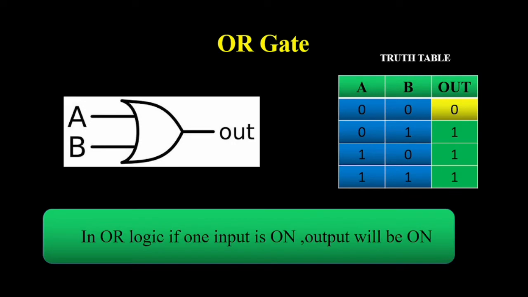Yes, by observing this truth table, hope you understand that if any of the inputs is on in an OR gate, the output will be on. Okay guys, now let me see about a NOT gate.